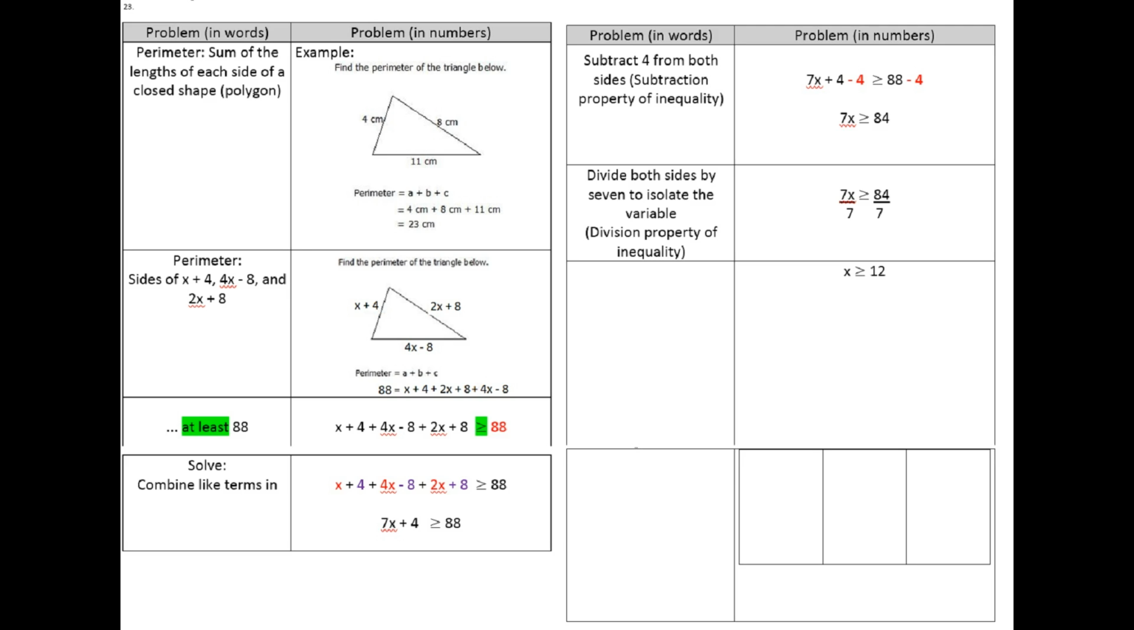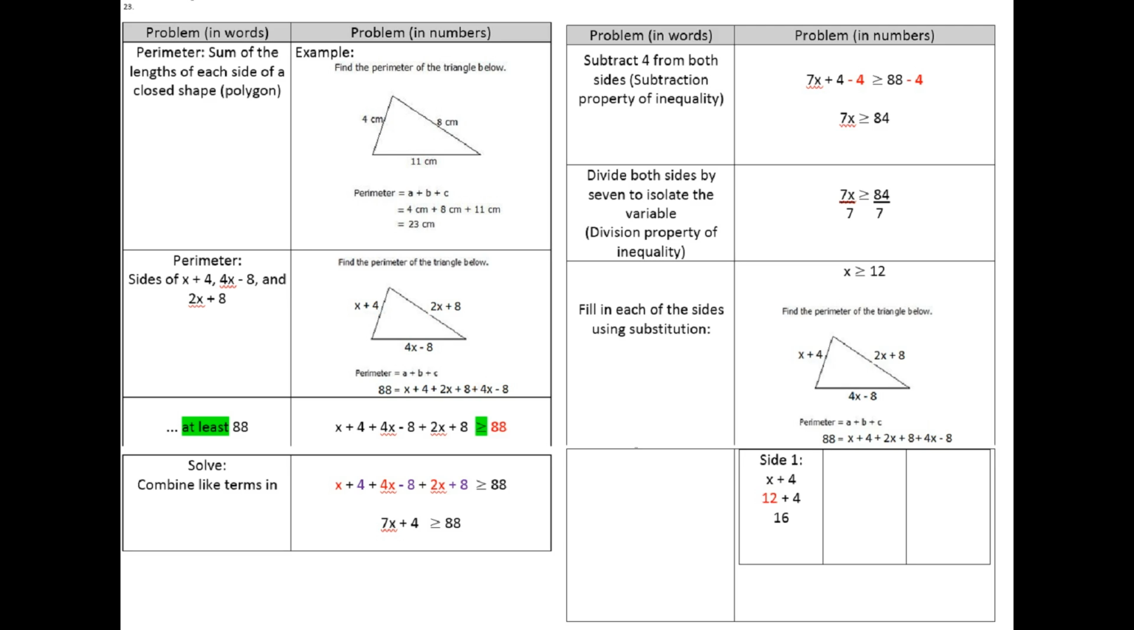Now, do we stop here? And I know you've seen that there's a few more boxes here. Yes and no. We have an answer. We have our x, but what we don't actually have are the lengths of our sides. So we've got to fill in our sides using substitution, something we've been doing for a long time. Side 1 is just x plus 4, and that's 12 plus 4 is 16. So the length of side 1 is not just 12, it's 12 plus 4. And side 2, likewise, is 2x plus 8. So side 2 is not just 12, it's 2 times 12, which is 24. 24 plus 8 is 32. So we have 16 plus 32.